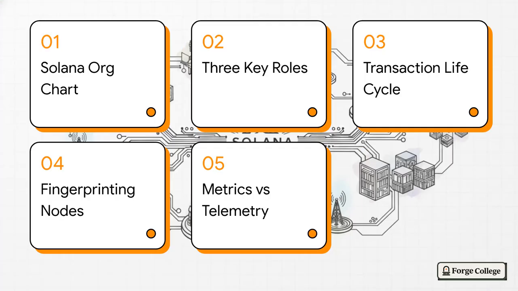Okay, let's dive right into this. Here is the blueprint for our explainer today. We'll start with a Solana org chart, define the 3 key node roles, and then follow a transaction's lifecycle. After that, we'll do some real detective work with fingerprinting nodes, and finally, we'll weigh app metrics versus telemetry.